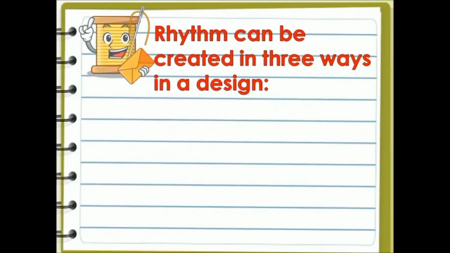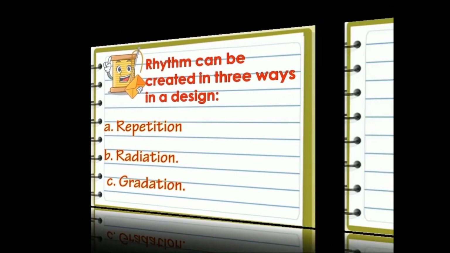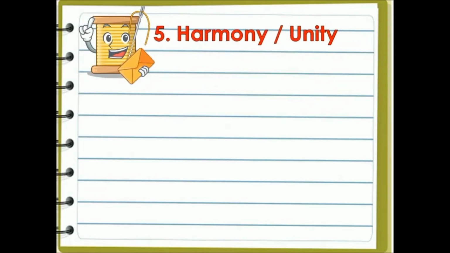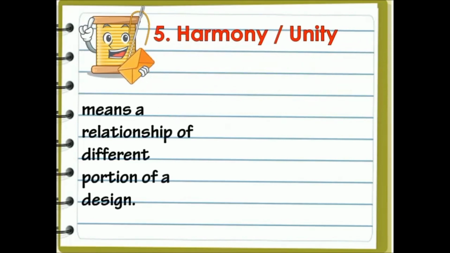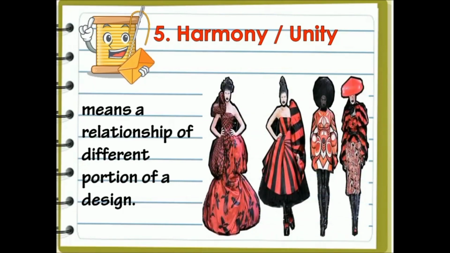Now, a rhythm design can be created in three ways. First is repetition, second is radiation, and last is gradation. These are the three ways in a rhythm design. Now, the next is harmony or unity. It means a relationship of different portions of a design. These are examples of harmony.